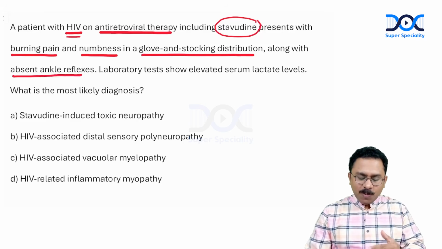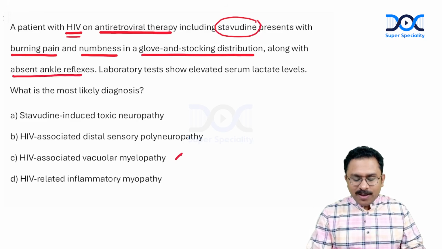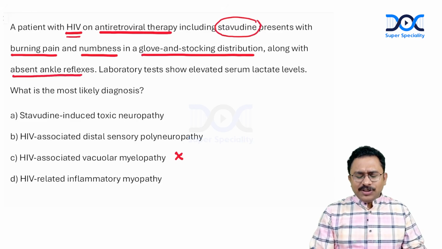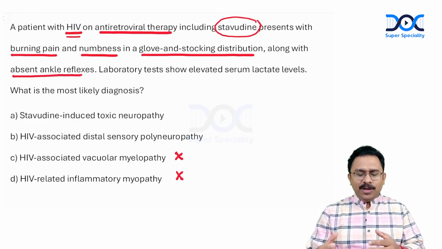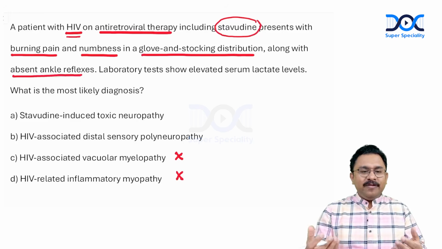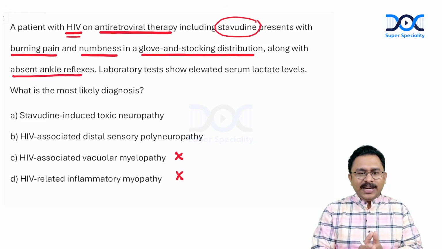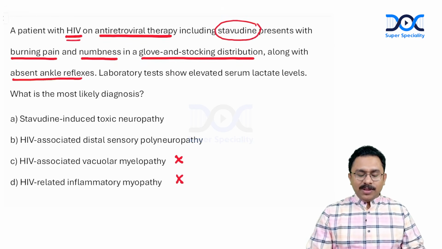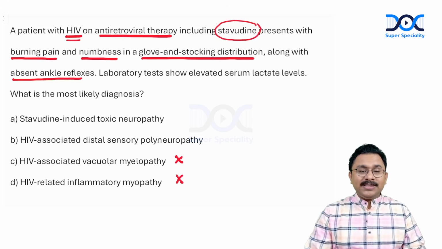So if you look at the options, I'm already eliminating myelopathy, no UMN features. You can see absent ankle reflexes. And this is neuropathy. It's not a myopathy. You can see sensory features as well. HIV related myopathy is not my consideration. Now, could this be a stavudine induced toxic neuropathy, or could it be HIV associated distal sensory polyneuropathy?